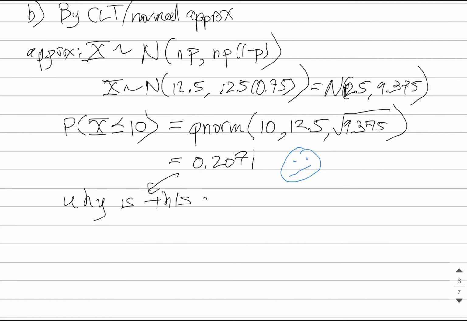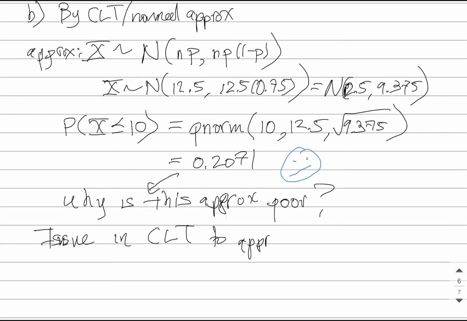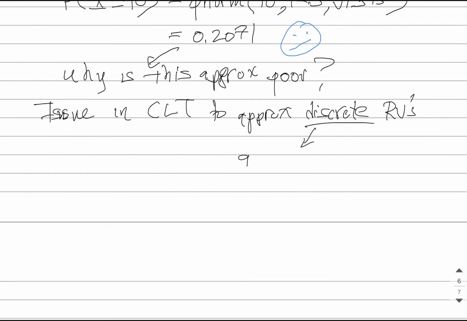Why is this approximation not very good? There's an issue in using the central limit theorem to approximate discrete random variables. The graph of a discrete random variable has bars, and that means they've kind of got a finite width.